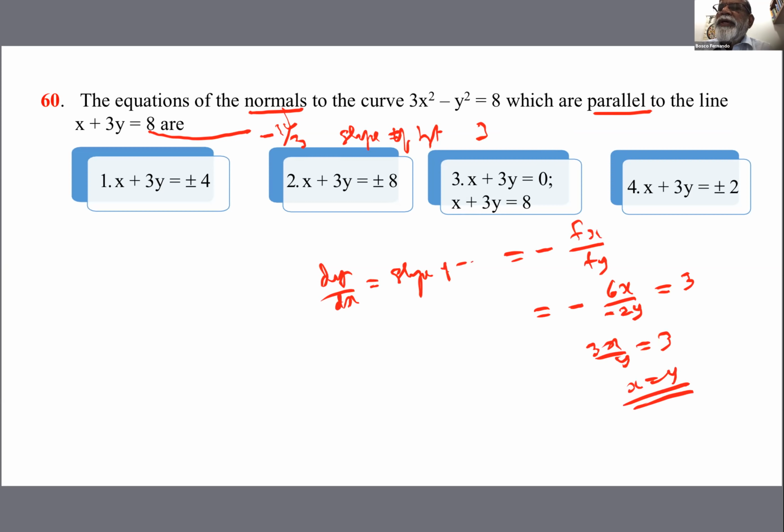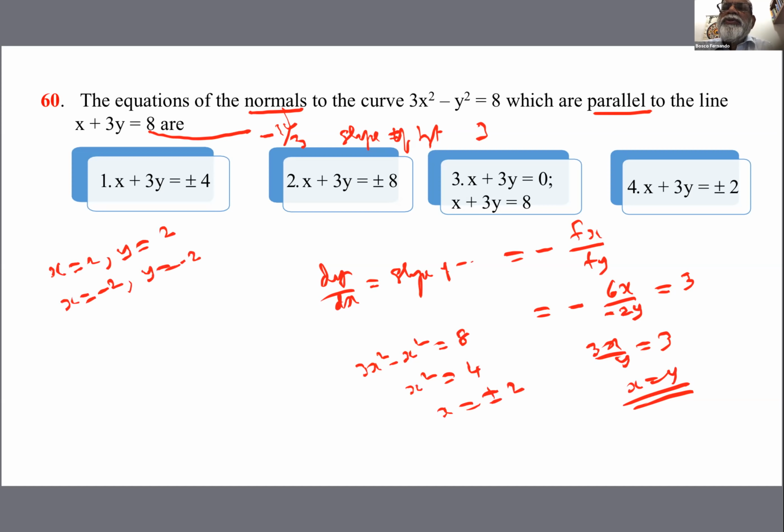So when x is equal to y, 3x squared minus x squared is equal to 8. X squared equal to 4. X is equal to plus or minus 2. So when x is equal to 2, y is equal to 2 because x and y are equal. When x is equal to minus 2, y equal to minus 2. So there are 2 points.